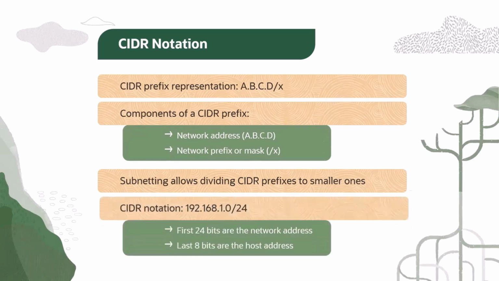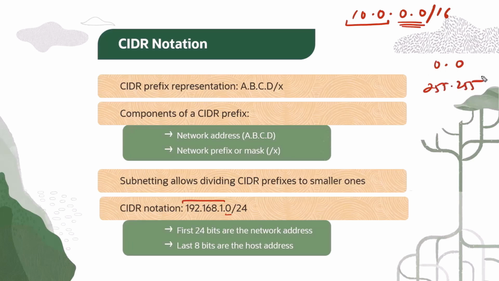And then this is just an example. If this is the CIDR block, then the first 24 bits are the network address, and the last 8 bits are the host address. In our example, we considered /16, right? That means the first 16 bits are the network address, and the rest is for the host addresses, which can be from 0.0 to 255.255. All right, so this is how it works. And then there is also an example here.